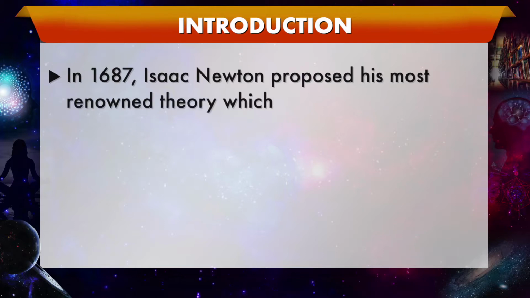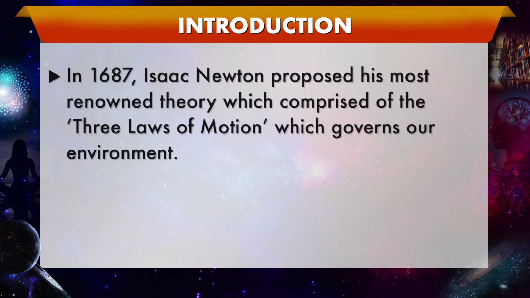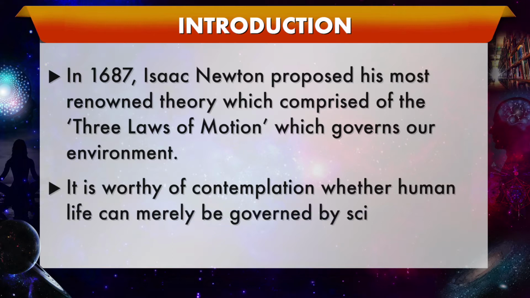So let's begin with part A, which is on the title, Theories of Normative and Applied Ethics, Western Perspective. In 1687, Isaac Newton proposed his most renowned theory, which comprised three laws of motion which govern our environment. It is worthy of contemplation whether human life can merely be governed by scientific natural laws.